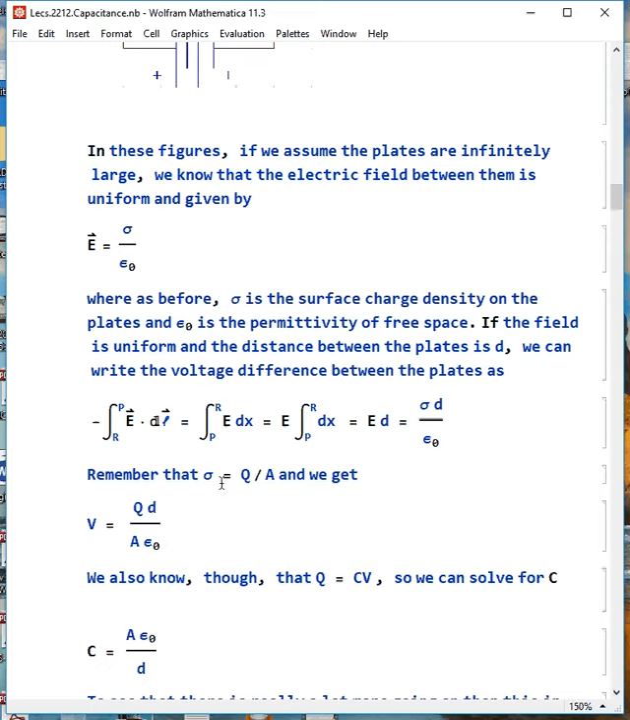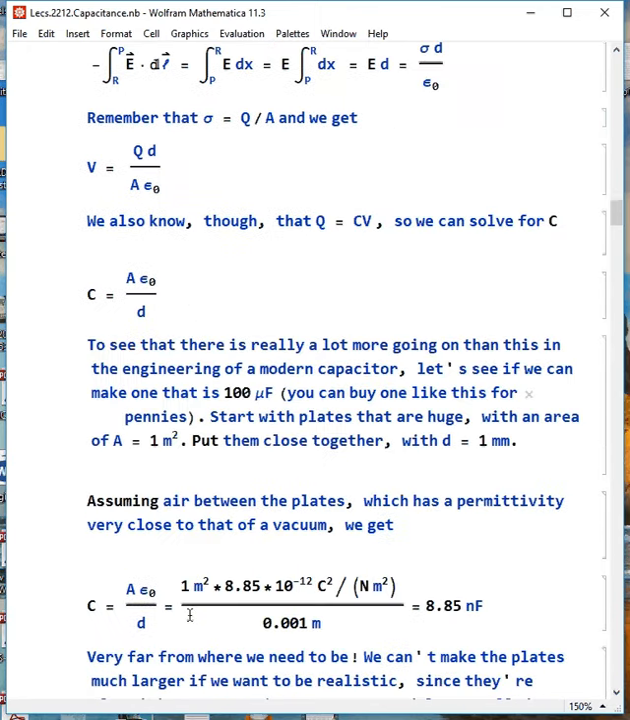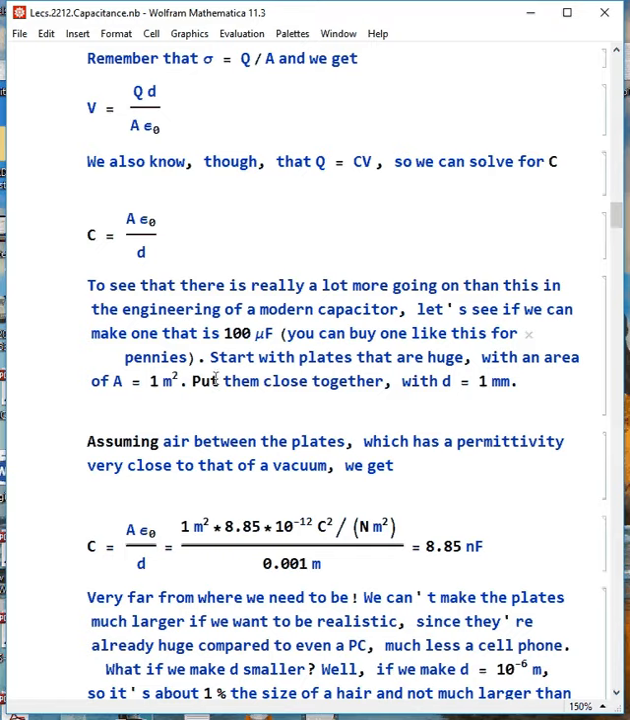So we can say the voltage difference between the plates must be sigma d over epsilon naught. Remember that the definition of sigma is Q over A, so we can write V equals Qd over A epsilon naught. However, we also know from our main equation that Q equals CV, so we could solve this for C, and we get C as A epsilon naught over d.